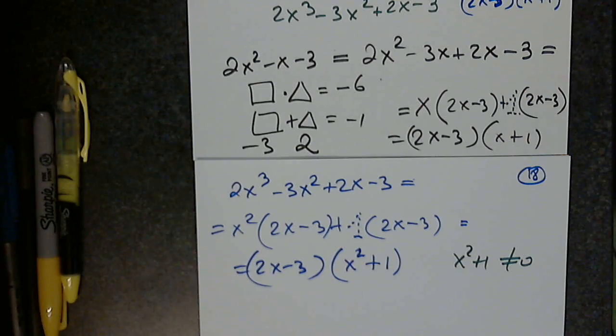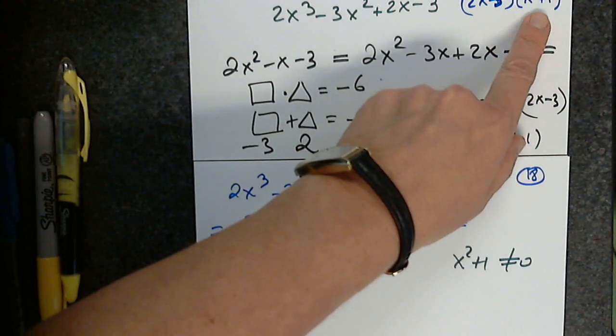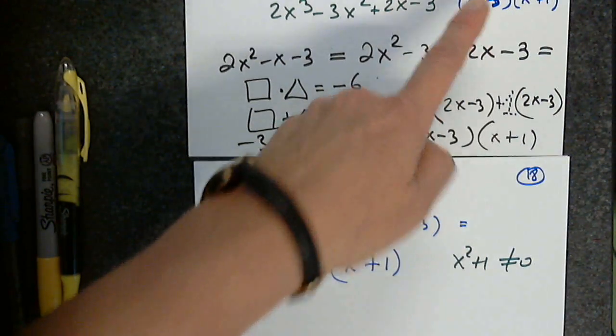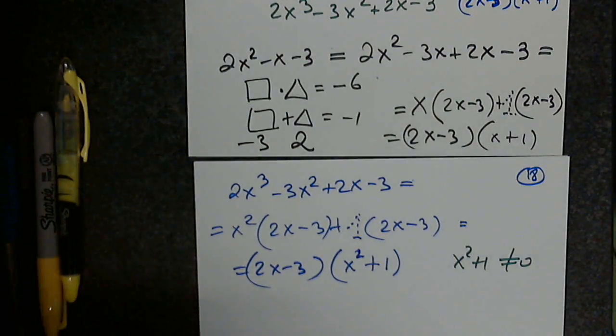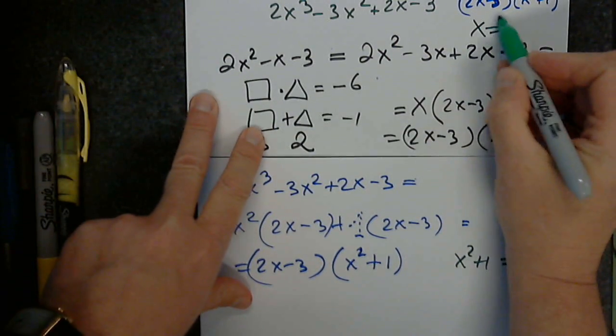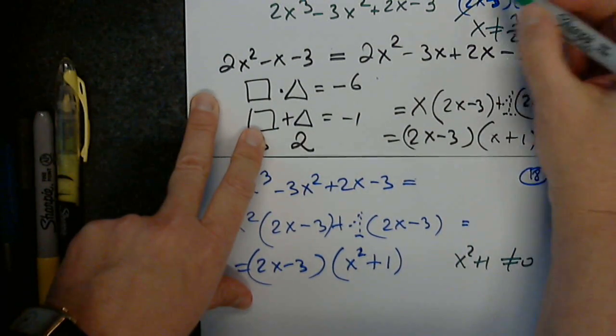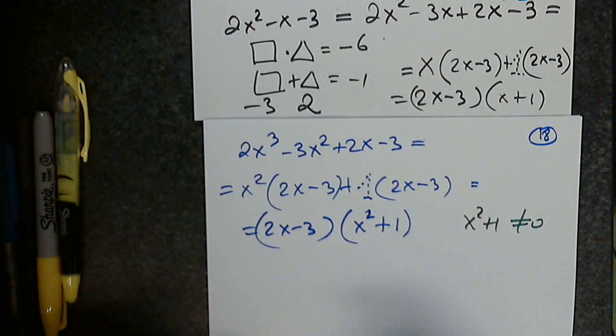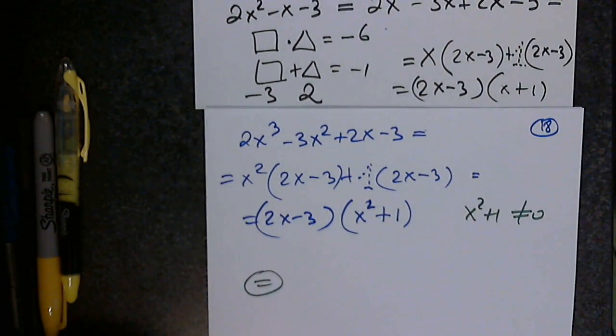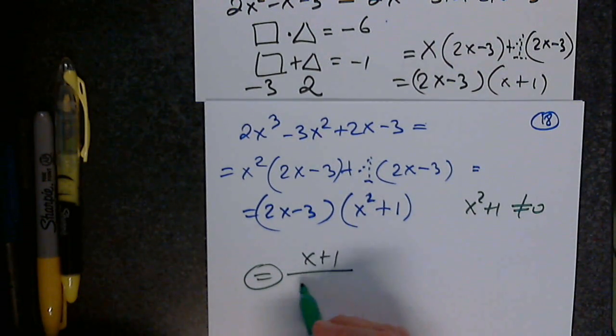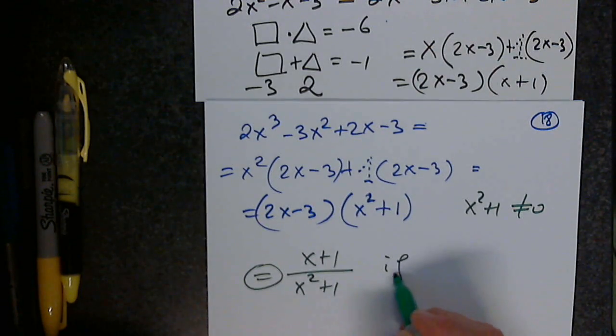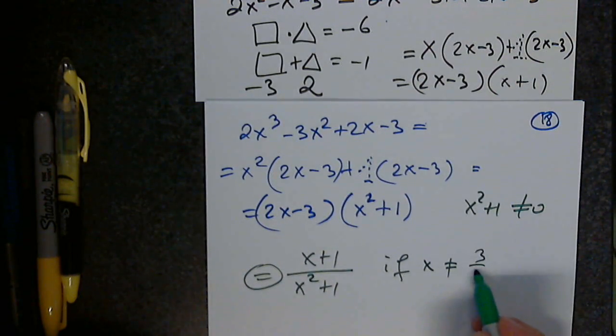Why? Because it's x squared plus 1. Positive plus 1 will never be 0. So there is no restriction for x squared plus 1, but there is a restriction for this. 3 halves. x cannot be 3 halves. So I simplify. So what is the simplified form? It is x plus 1 over x squared plus 1 if x does not equal 3 halves.